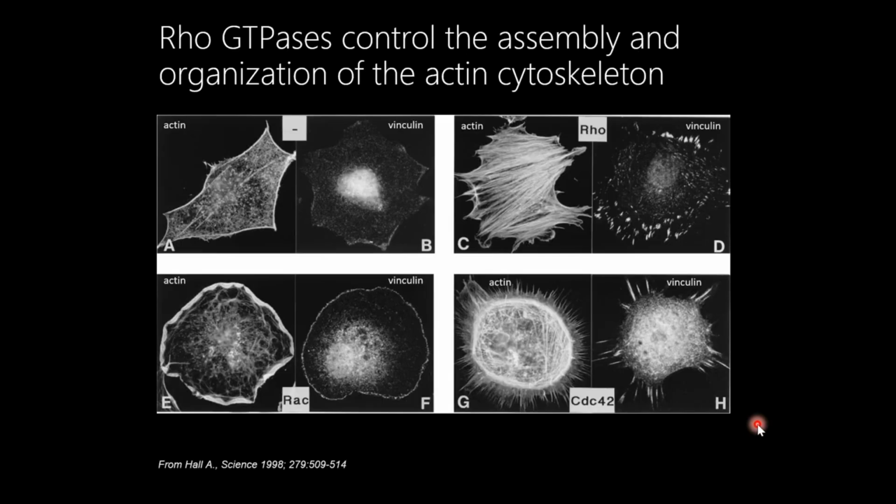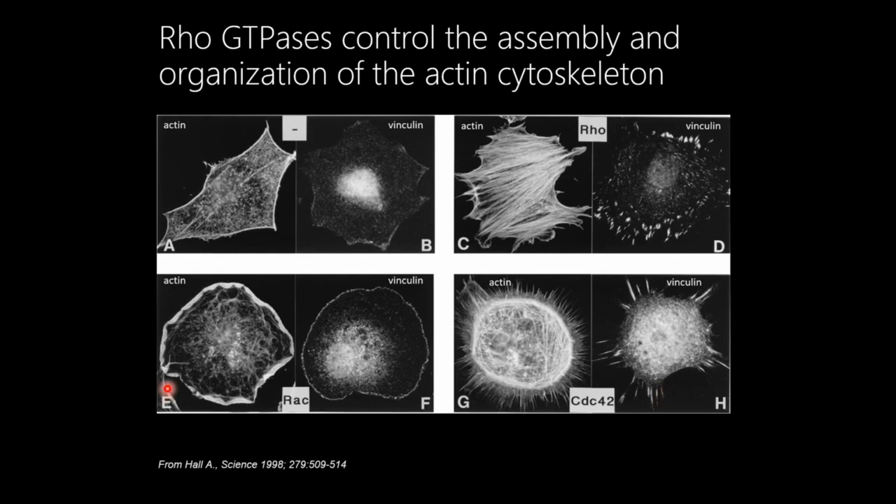Several years ago, the seminal work from Alan Hall and others showed that the regulation of these actin structures is mediated by a family of proteins called the Rho family of GTPases. And what the Hall lab and many other labs showed is that if you modulate the activity of these GTPases, you can also change some of these cellular behaviors that have been observed.